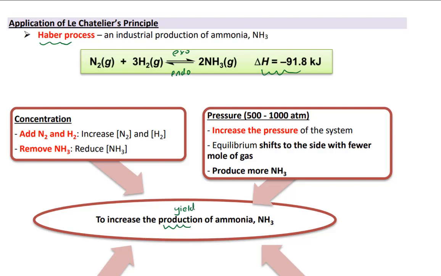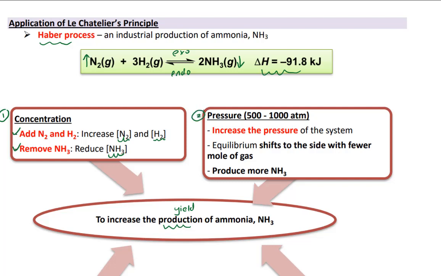Looking at our first factor, concentration, there are two ways to increase the production of ammonia. First of all, we can add nitrogen and hydrogen, or we can remove the product NH3. By adding N2 and H2, you are increasing the concentrations of N2 and H2. By removing NH3, you are lowering the concentration of NH3. Increasing the concentration of reactants pushes the reaction to shift to the right-hand side. Decreasing the concentration of NH3 also pushes the equilibrium to shift to the right.